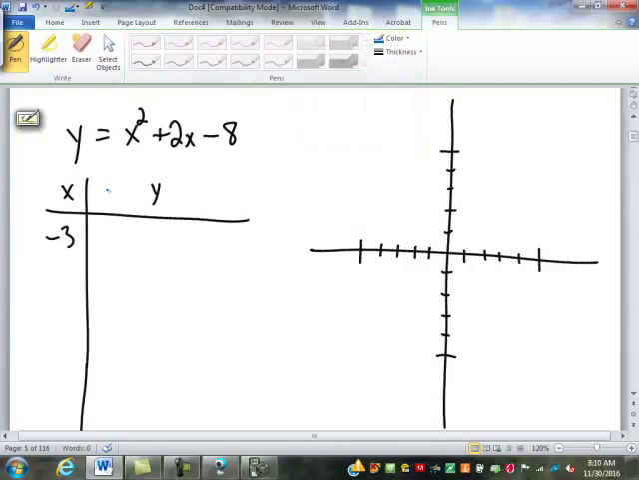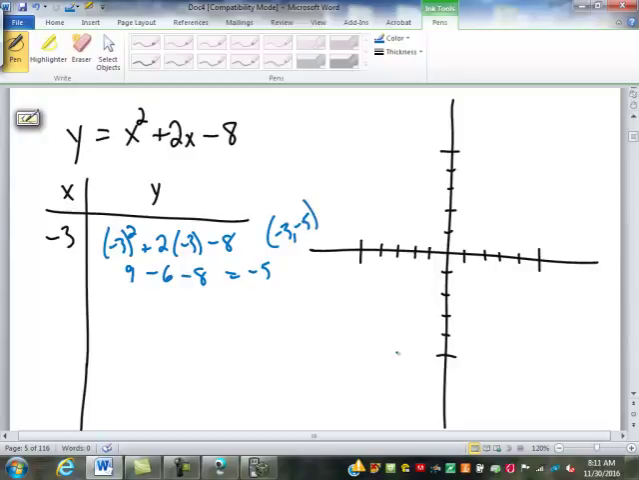So if x is -3, y is -3 squared plus 2 times -3 minus 8. -3 squared is 9. 2 times -3 is -6 minus 8. So that is a -5. So if x is -3, y is -5. There's a point right there. Well, that's not bad so far.